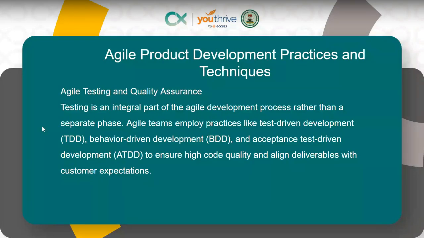So we then have what we call agile testing and quality assurance. This one is mostly done by the QA team, whereby testing is an integral part of the agile development process rather than a separate phase. Agile teams employ practices like test-driven development (TDD), behavior-driven development, and acceptance test-driven development. That one is mostly what you do as a product team; the product and the QA team do this actually.